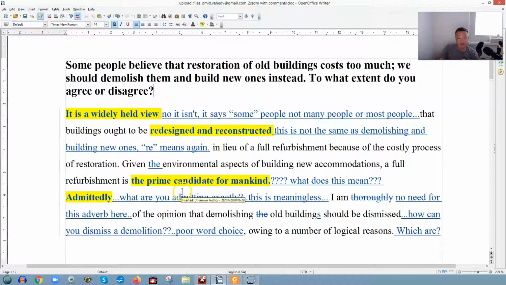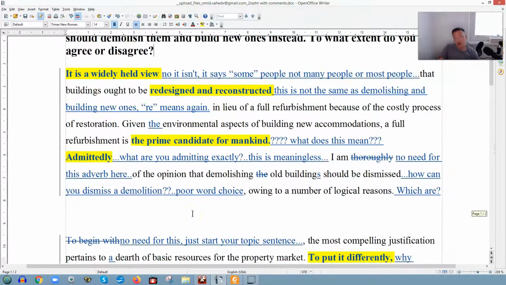Given the environmental aspects, is the prime candidate for mankind. What does that mean? What, it's the best option for the planet? And no idea. Admittedly, now your opinion. What are you admitting? You usually use admittedly when you are showing an opposite view or a contrast. Admittedly, I don't really, so you don't really need that. And I'm thoroughly, why don't you just say, in my view, in my opinion?